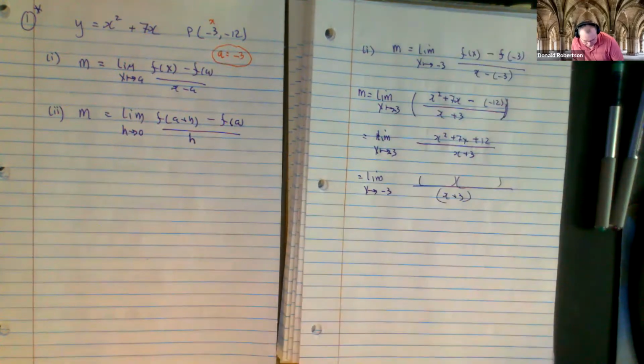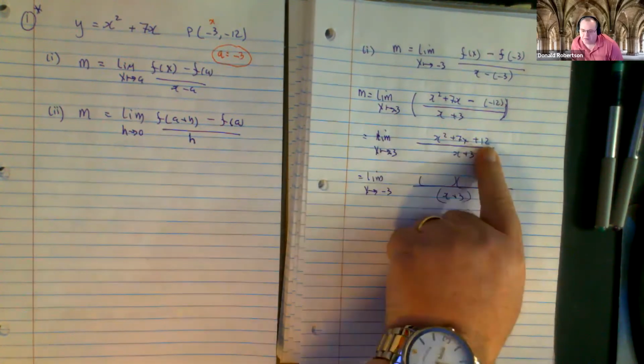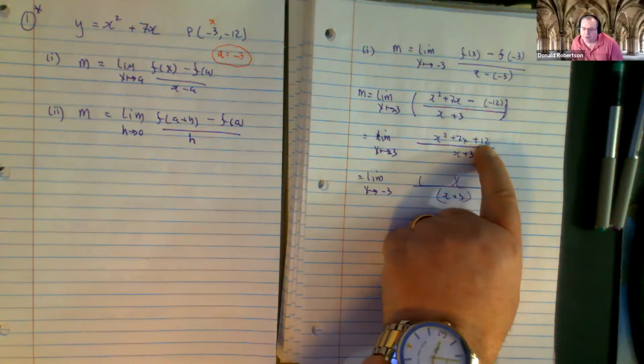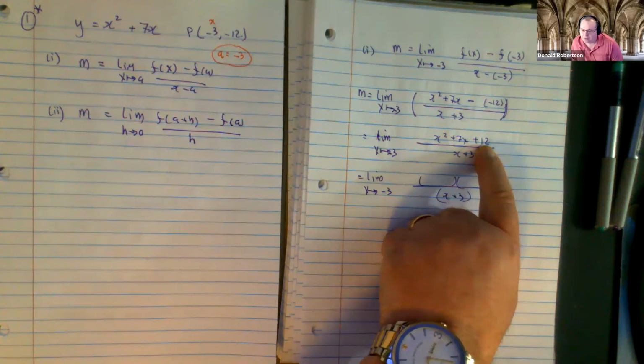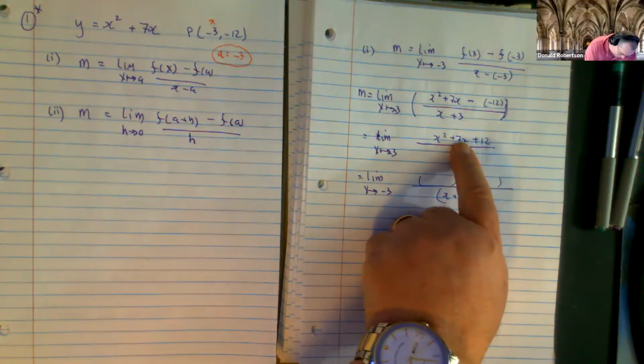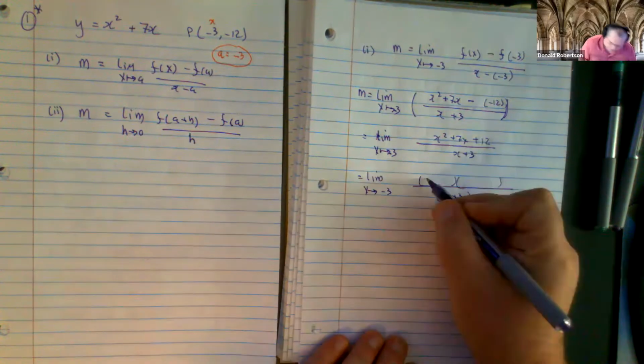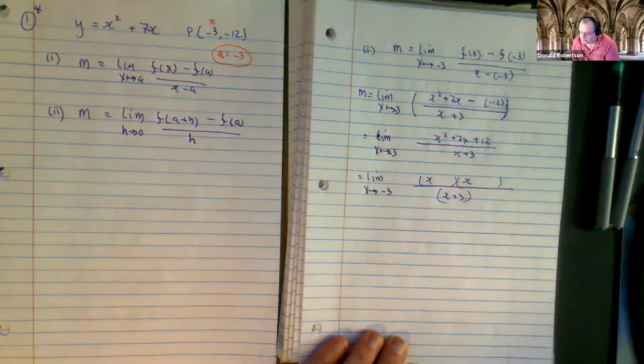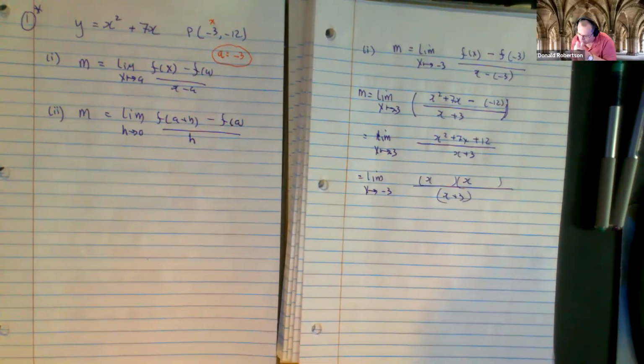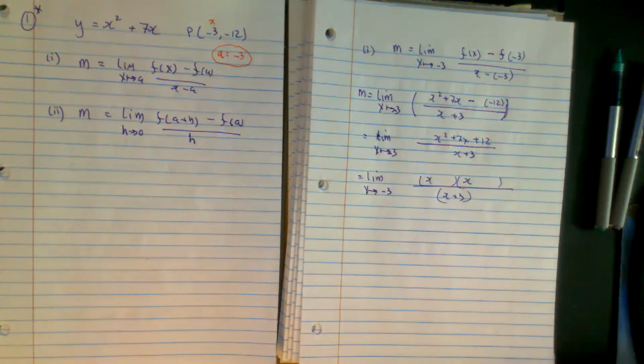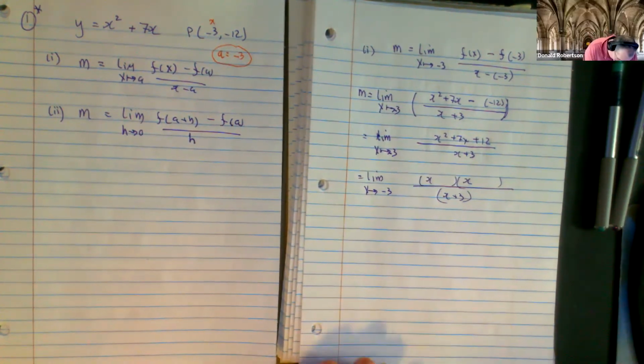So I'm looking for two numbers that multiply together to give me plus 12. But when I add those two numbers, I get plus 7. And what are those two numbers? x plus 4 and x plus 3. Can't argue with that.